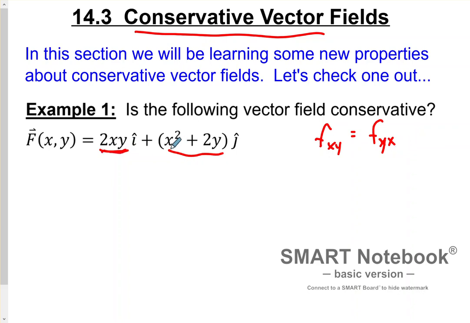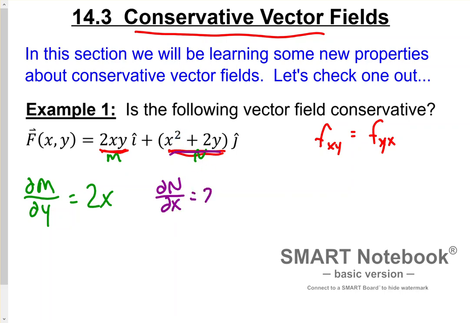So since these are first derivatives already with respect to x and y, to test if something is conservative, we just take their derivatives with respect to the other variable. So this M function, if it was already a derivative with respect to x, we're going to take its derivative with respect to y, which gives me 2x. And then I'm going to test my N function here, so the derivative of this with respect to x gives me 2x plus 0 there. So these are the same. So yes, this field is conservative.